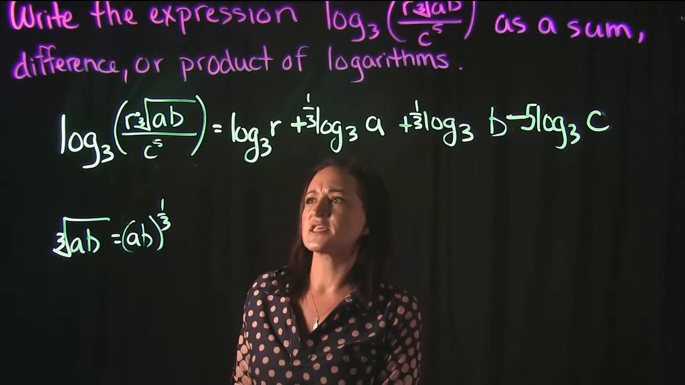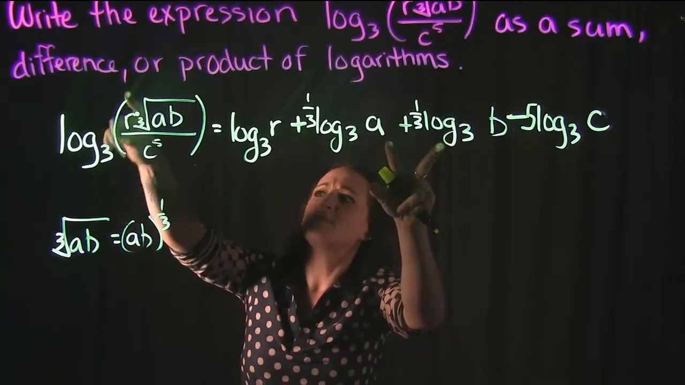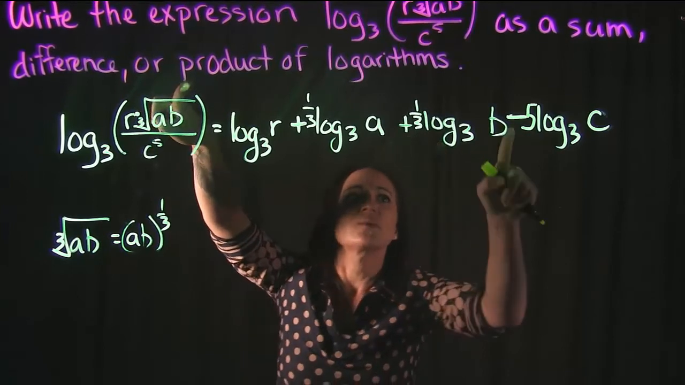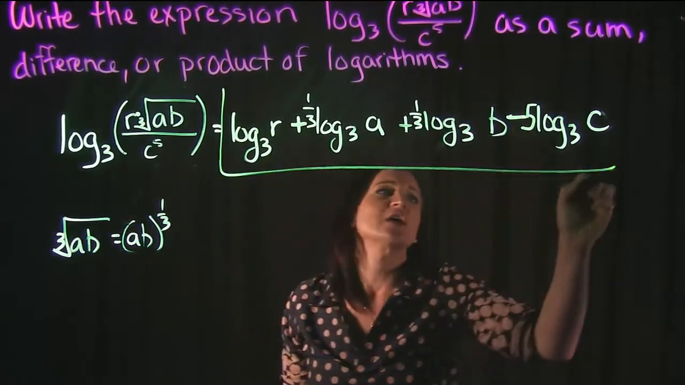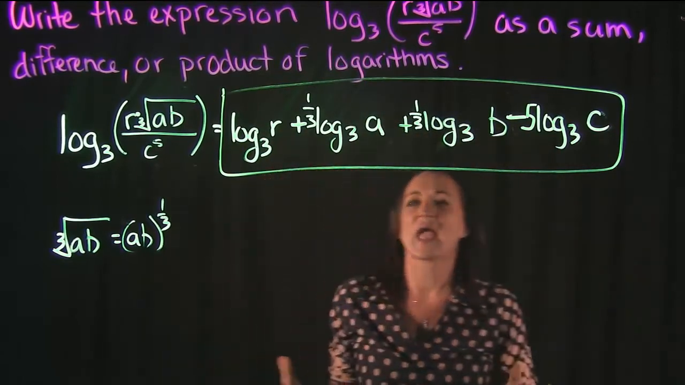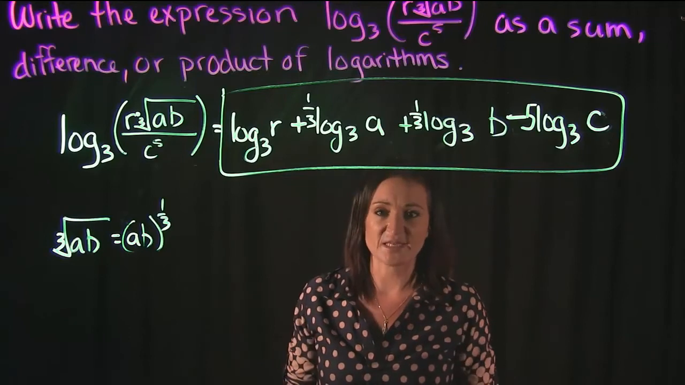Otherwise, I believe I took care of everything, right? We have r, we have a and b both raised to the 1/3, we have our division here, and then c was being raised to the 5th. So this is what it's going to look like after we use those properties to expand it out. Otherwise, that's it for this video.